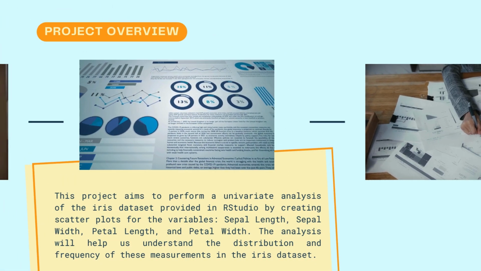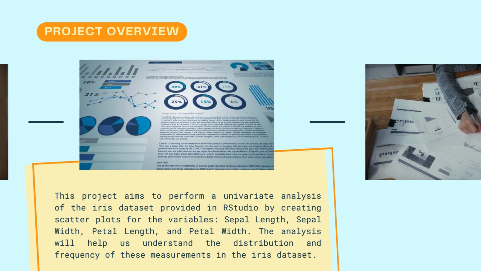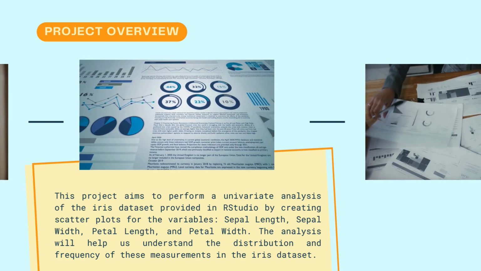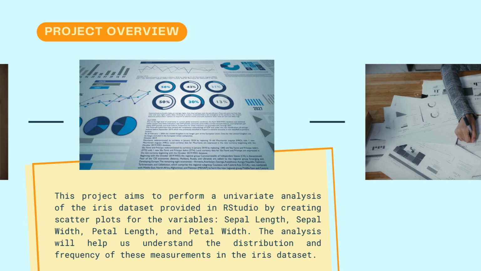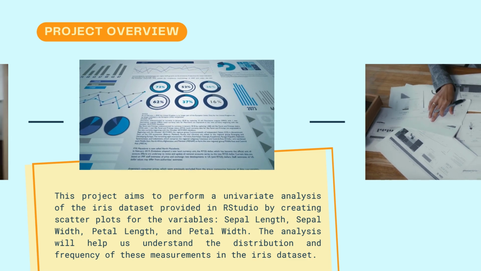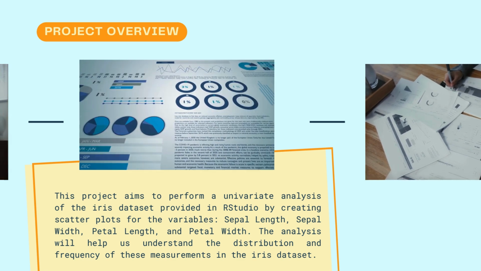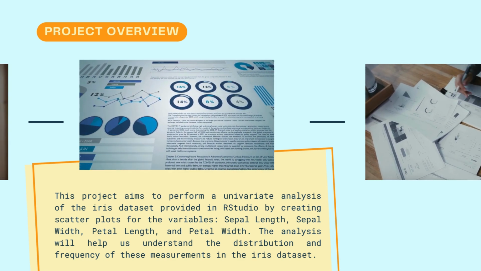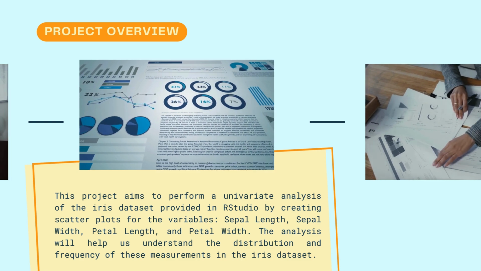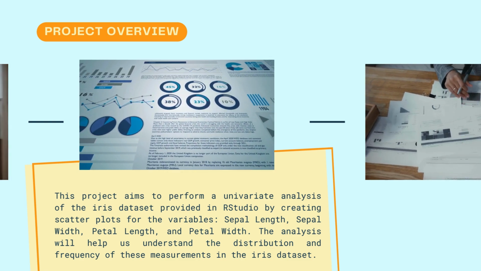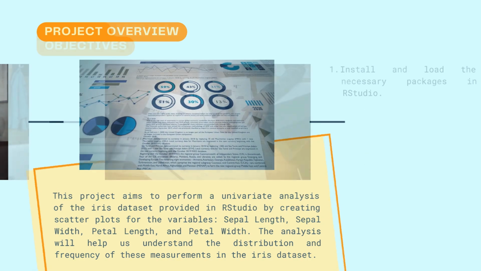Project Overview. This project aims to perform a univariate analysis of the IRIS dataset provided in our studio by creating scatter plots for the variables sepal length, sepal width, petal length, and petal width. The analysis will help us understand the distribution and frequency of these measurements in the IRIS dataset.